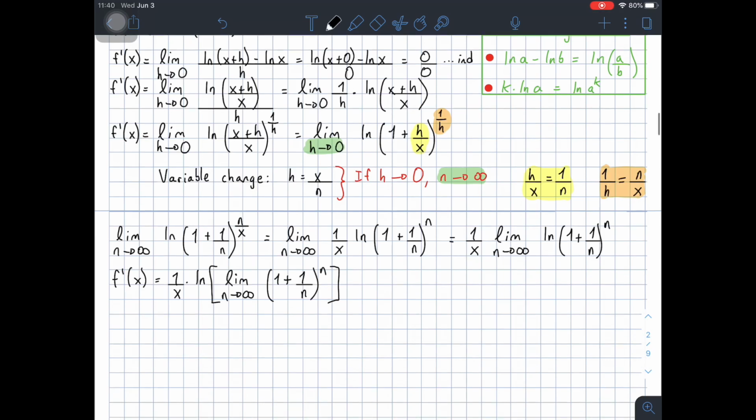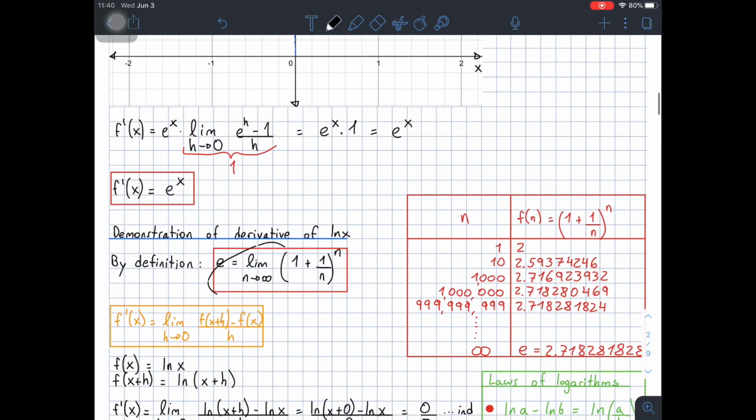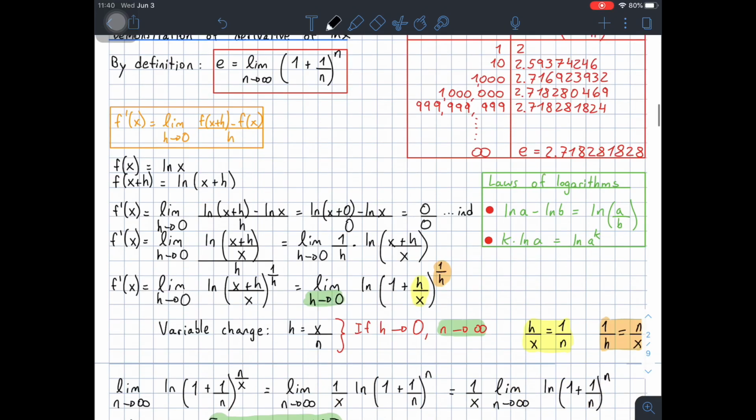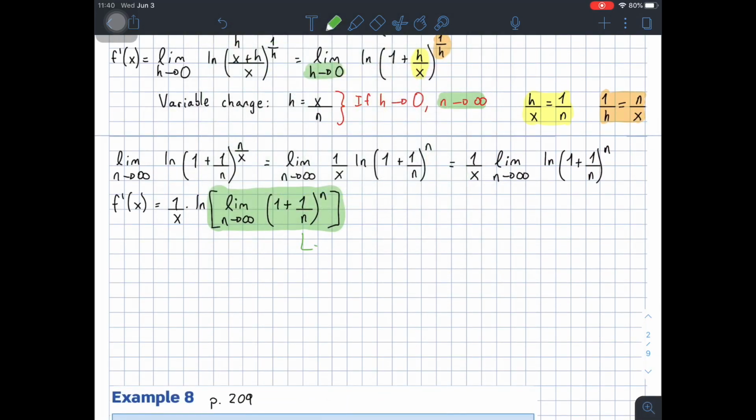There you go. So this is, and let me highlight this. This is what we defined as e, right? According to this definition over here. So if that is e, let me write that here. This is e by definition.